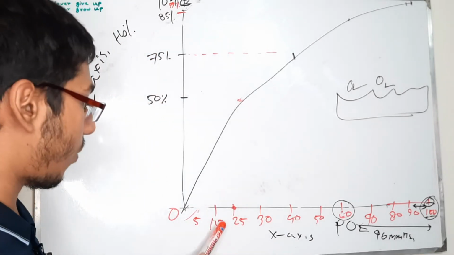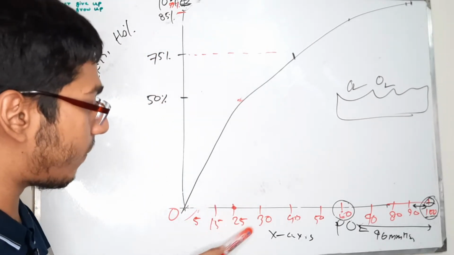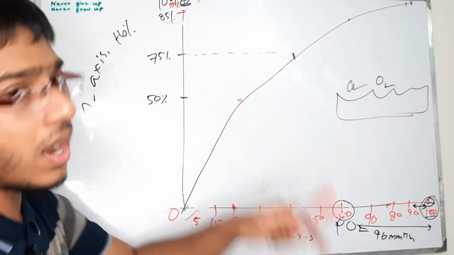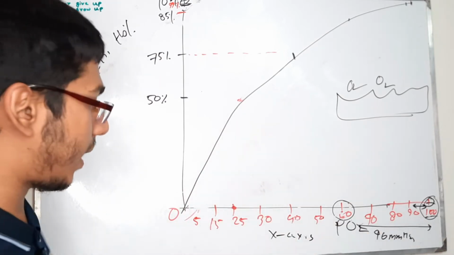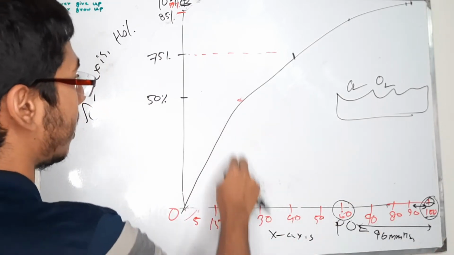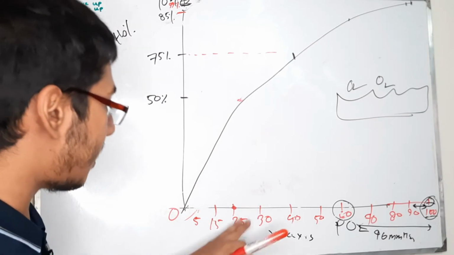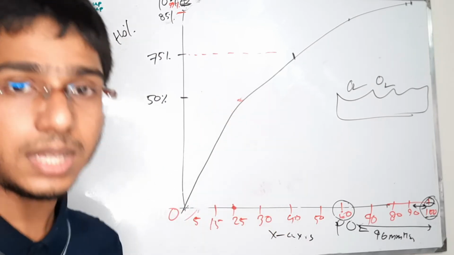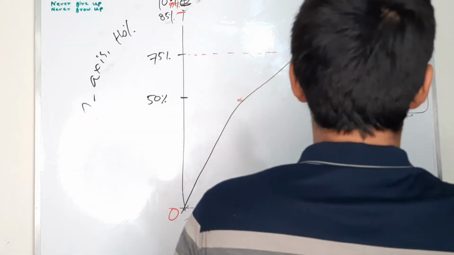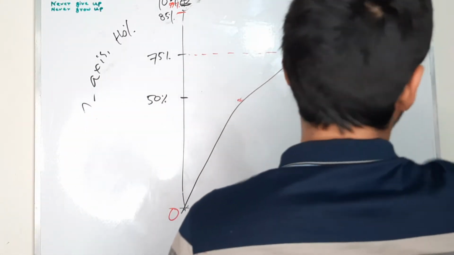At which pressure? When we drop the pressure to 25 millimeters of mercury, or between 25 to 28 millimeters of mercury, this is an area where hemoglobin will be 50% saturated, or in another way you can say this is an area where hemoglobin will be 50% desaturated. Same thing. Now what do you mean by right shift and what do you mean by left shift of the curve?